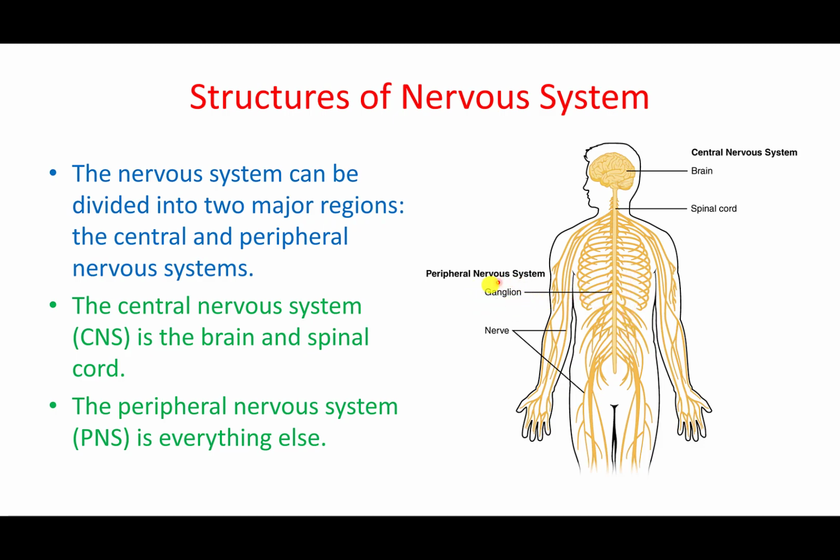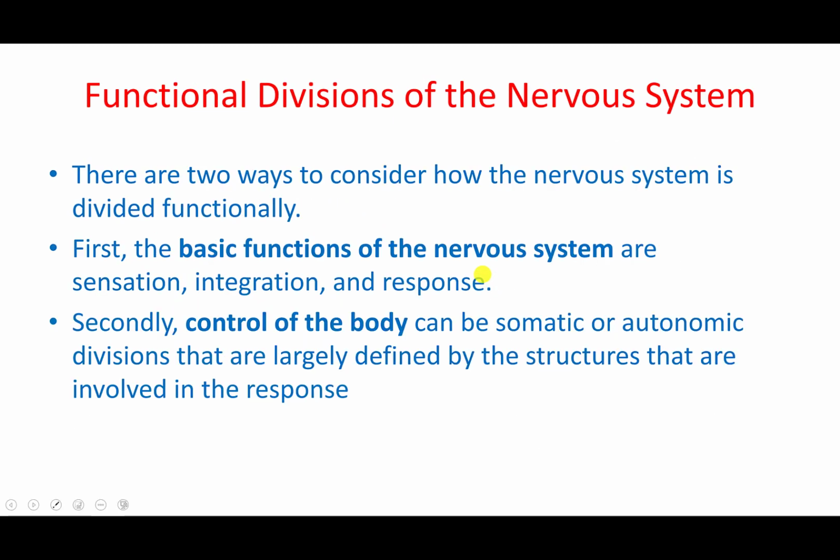We will understand what is ganglion later, but you can think of the peripheral nervous system as everything in the body except the brain and the spinal cord. You can think that the brain and the spinal cord are in the midline of the body, whereas anything away from that is peripheral nervous system.